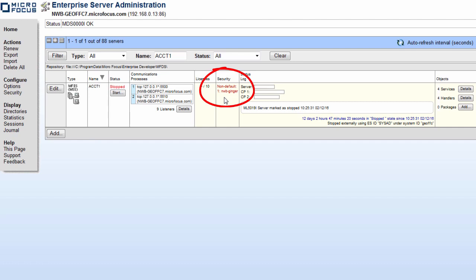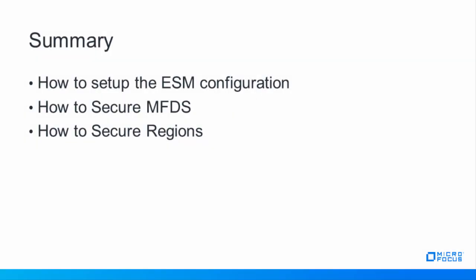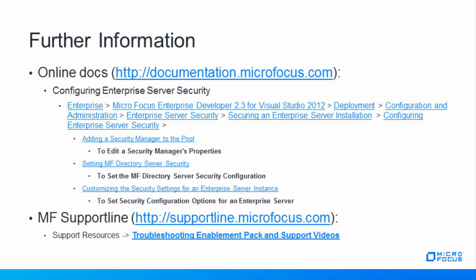The online documentation provides further information about adding and configuring security managers in Enterprise Server. So this video has shown you how to add an external security manager definition to Enterprise Server and how to configure MFDS and/or a region to use this security manager definition. Please see my next video on how to use the new ESF admin GUI in ED23 to modify the LDAP entries for a specific security manager.